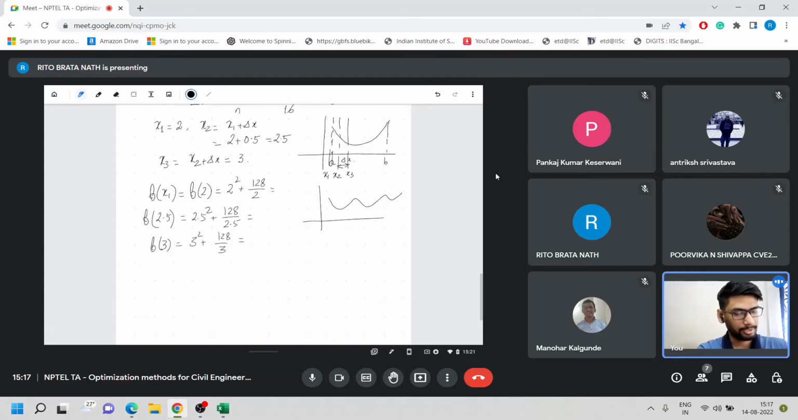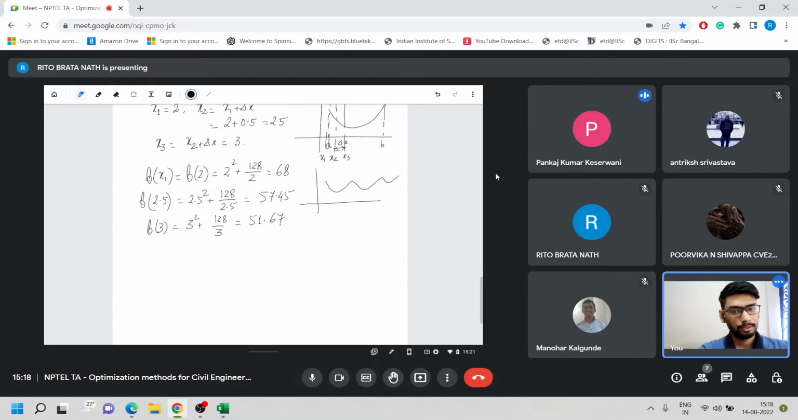Again, I can use Excel, but since I would have to unshare the screen and use the other one, I'll just use a calculator for now, and I'll tell you the values right now itself. So the first one is 68. Second one is, let me calculate it. I think it's 57.45. And the third one will be somewhere in the range of 51. Yeah. So this is this.